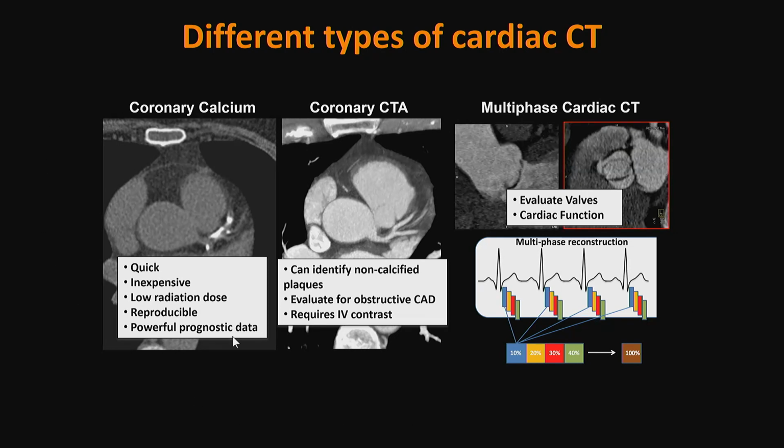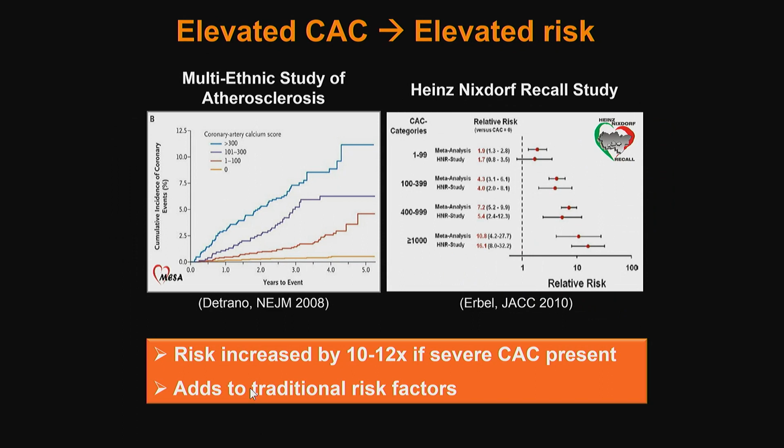Let's start first by talking about coronary artery calcium scoring. What we have learned from multiple studies now from several continents, including the MESA study performed in the US and the Heinz-Nixdorf recall study performed in Europe, is that compared to individuals that have a calcium score of 0, those that have a severe amount of coronary artery calcium, defined often as a score greater than 300 to 400, may have up to a 10-fold increase in the risk of cardiovascular event over the next 5 to 10 years.